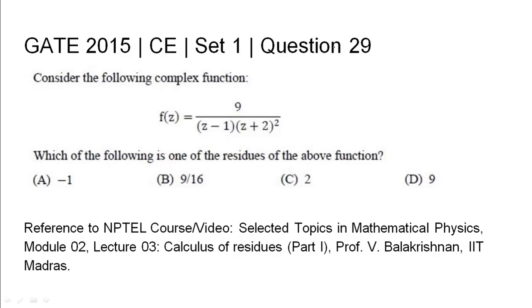GATE 2015 Civil Engineering Set 1 Question 29. Consider the following complex function f of z equals 9 by (z minus 1)(z plus 2) whole square. Which of the following is one of the residues of the above function? The given options are A minus 1, B 9 by 16, C 2 and D 9.